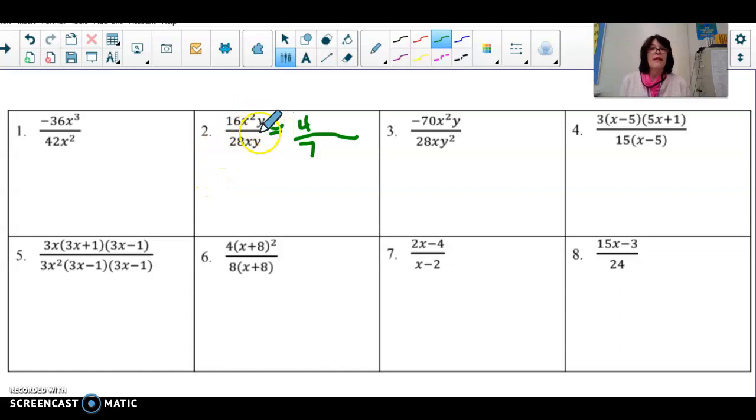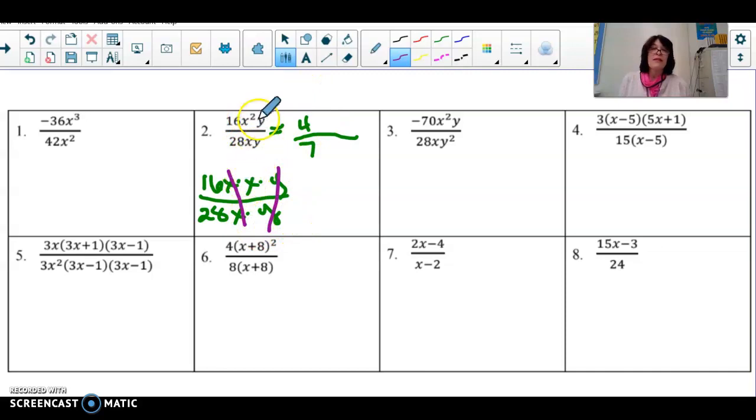And then with the x's and y's, what you do is subtract the exponents. If I would write this out longhand, x squared is x times x. I have 16 times x times x times y over 28 times x times y. x over x is 1, y over y is 1. The only thing left is an x. That's how you do it longhand.